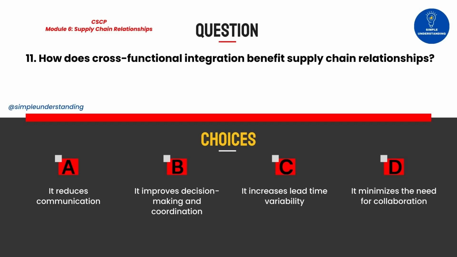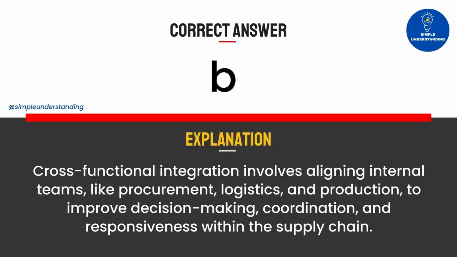C. It increases lead time variability. D. It minimizes the need for collaboration. Correct answer: B. Explanation: Cross-functional integration involves aligning internal teams, like procurement, logistics, and production, to improve decision-making, coordination, and responsiveness within the supply chain.